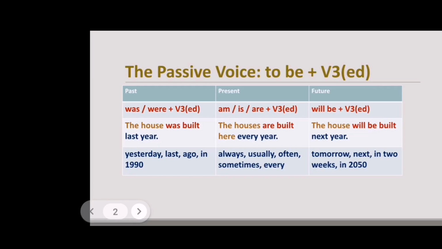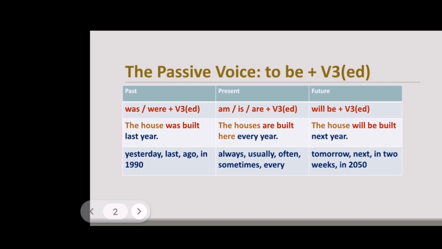The general formula for the passive voice is to be plus the verb, main verb, in the third form or with ending ed. So now it is easy and clear. To be for the past simple, was or were. So for the past simple, for the passive voice, the structure is was or were plus the third form of the verb or ending ed.